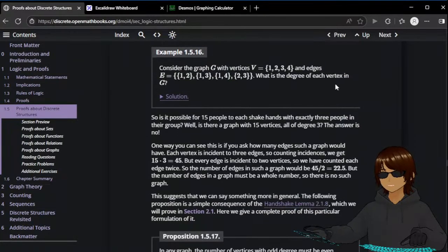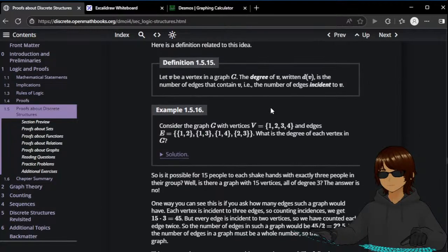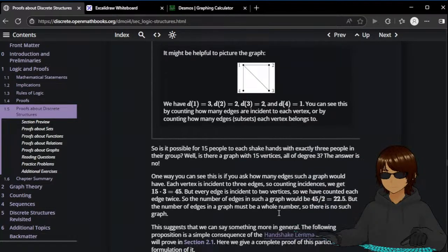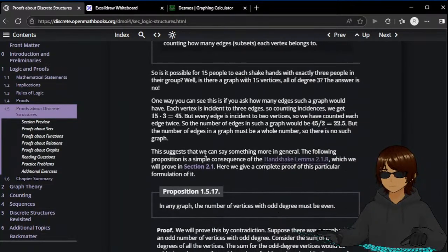What is the degree of each vertex in G? So 1 connects to 2, 1 also connects to 3, 1 connects to 4. So 1 has a degree of 3, 2 has a degree of 2, 4 has a degree of 1, 3 has a degree of 2. So 3, 2, 2, 1. So is it possible for 15 people to each shake hands with exactly three people in their group? Is there a graph with 15 vertices all of degree 3? The answer is no.